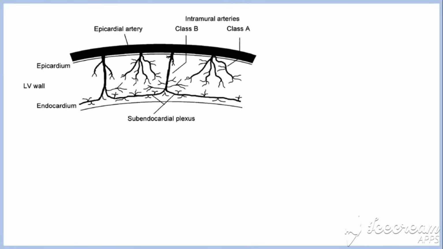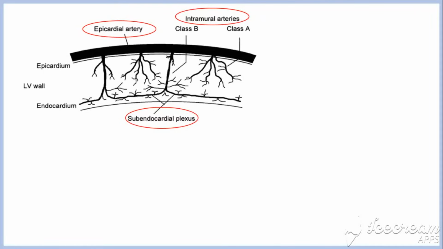Here is a crude diagram of the blood supply of heart muscle. Coronary arteries give rise to small epicardial arteries, which are located within the epicardial layer of the pericardium. These epicardial arteries then give rise to small intramural arteries that penetrate the heart muscle in order to supply the cardiac myocytes.